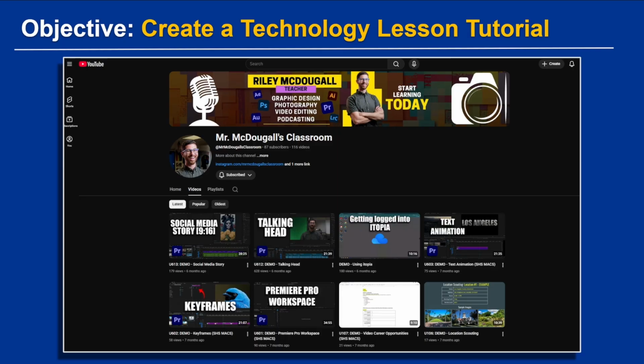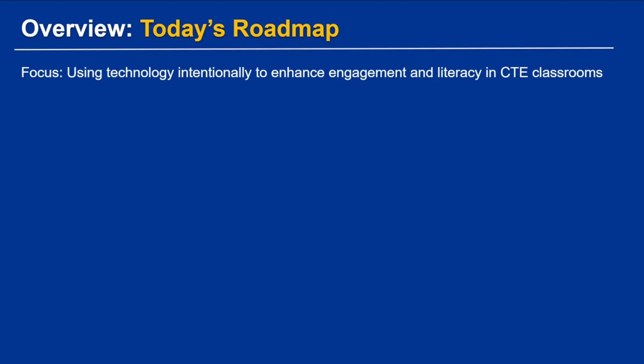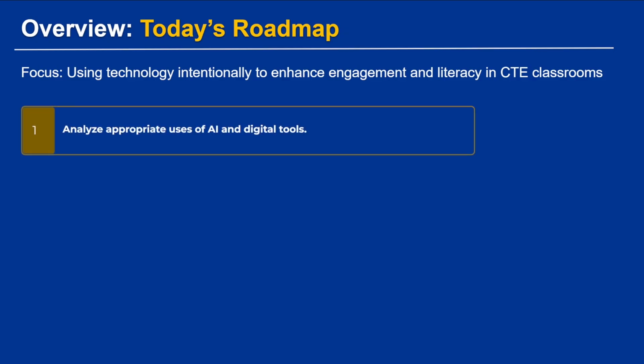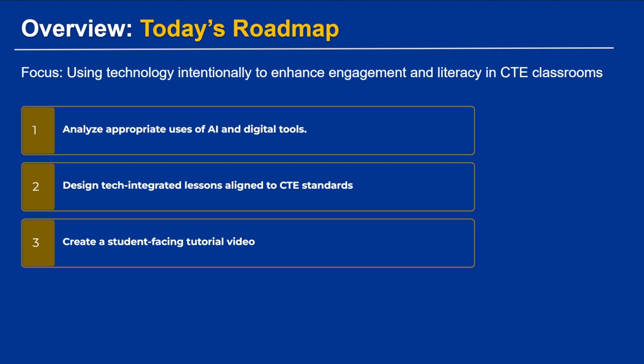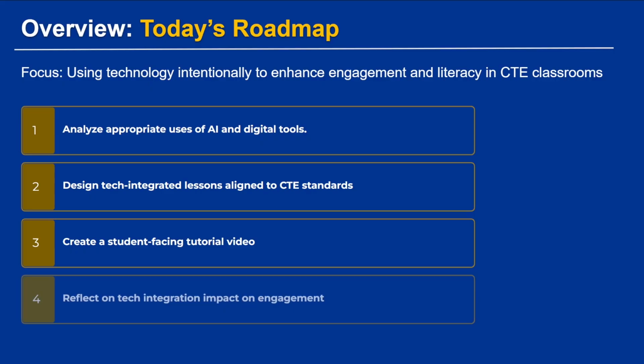With that in mind, let's go over our main focuses of what this session will be. So today's main focus is understanding how to use technology to enhance engagement and literacy in our classrooms. First, we'll quickly analyze some appropriate uses of AI and digital tools in the classroom. There are a lot of them out there, but not all of them serve our purpose or are appropriate for education. Then I'll go over some tools that are appropriate and available to you as teachers and how you can use them to create a tech-centered lesson plan that meets CTE standards. Then, once you create your lesson plan, I'll go over some recording options so you can begin working on your demo tutorial for your students. And then lastly, you'll reflect on your confidence and understanding of classroom technology.